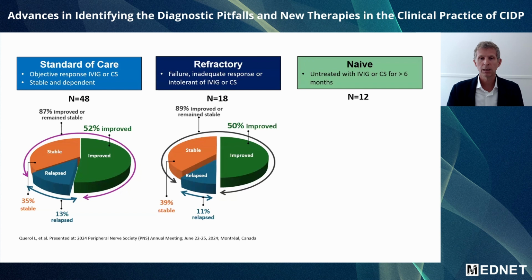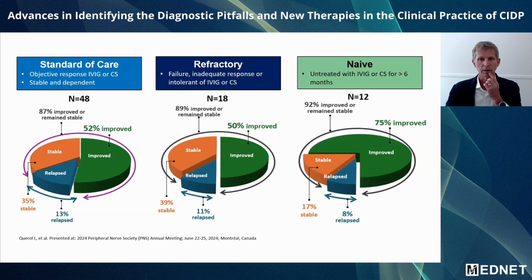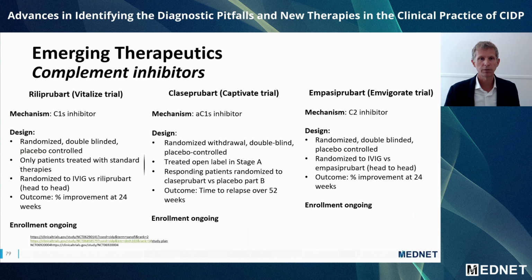refractory to standard treatments. And then the naive group also showed improvement in about three-quarters of patients. So these were very exciting results and led to the development of actually three ongoing clinical trials. One is with that same drug, riliprubart. This is currently in a study which is designed to be head-to-head to IVIG.